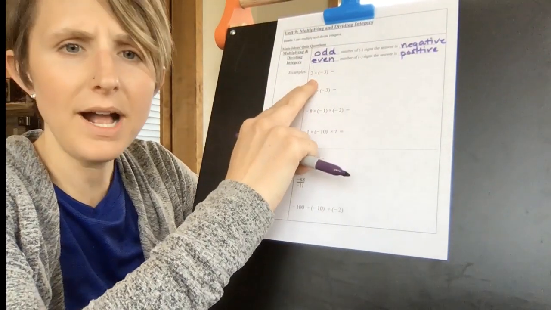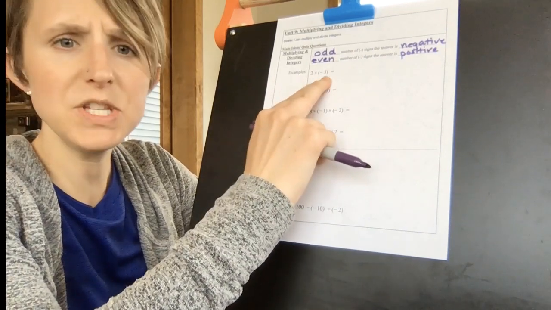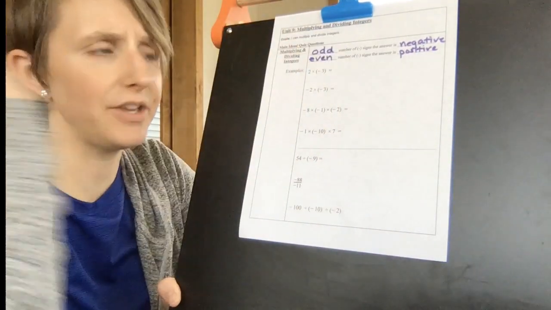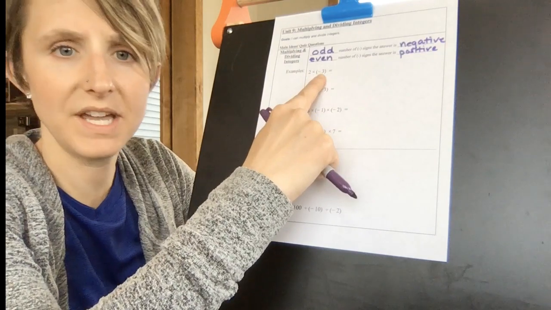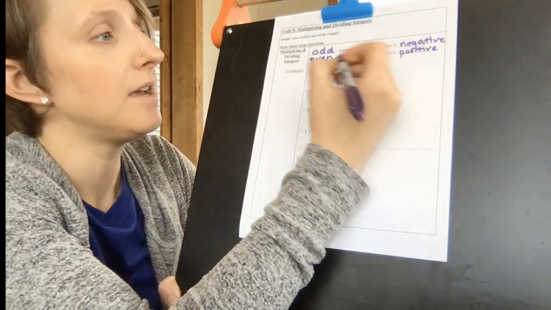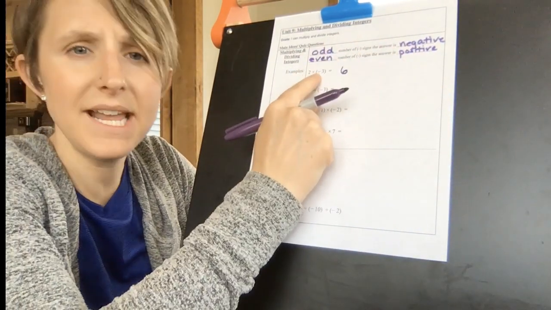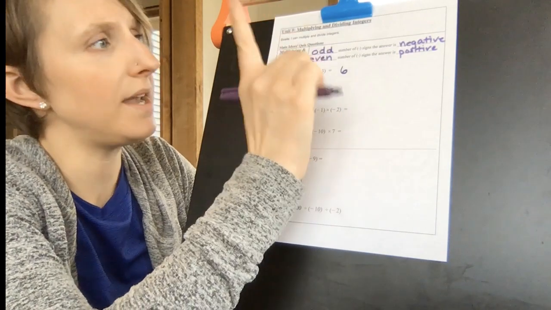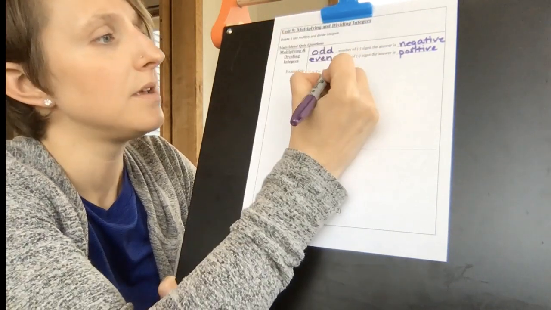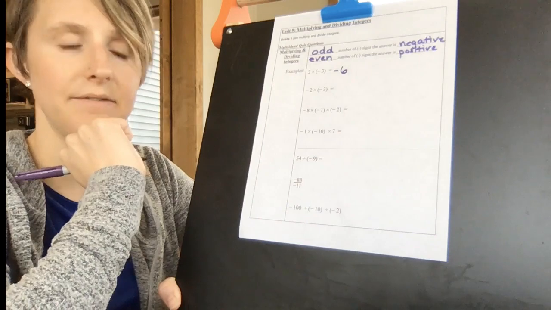So when we look at our problem, just multiply the numbers. It's like you're taking the absolute value of 2 times the absolute value of negative 3. That'd be 2 times 3, right? Which is 6. But now look, how many negatives are in the problem? 1. 1 is an odd number, so my product is going to be negative.